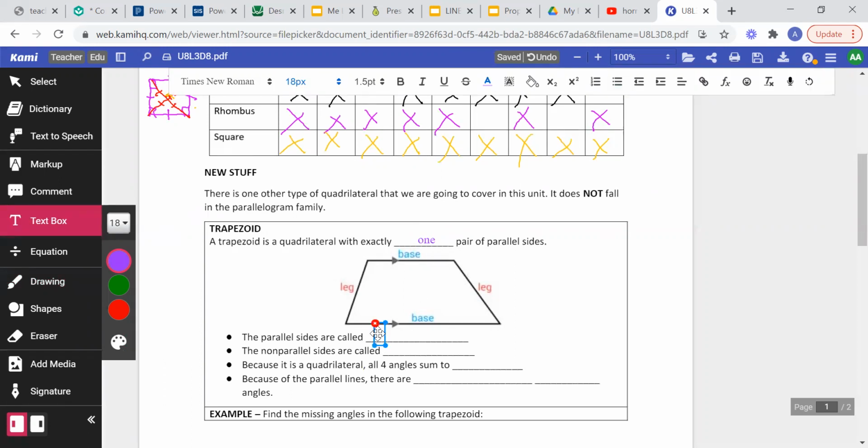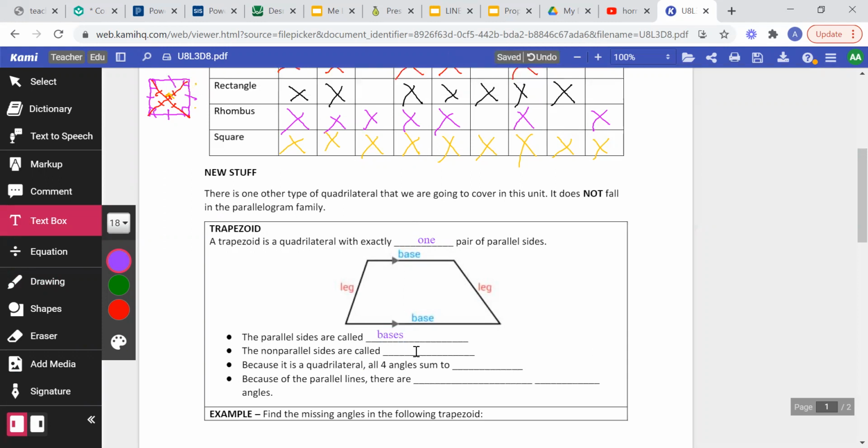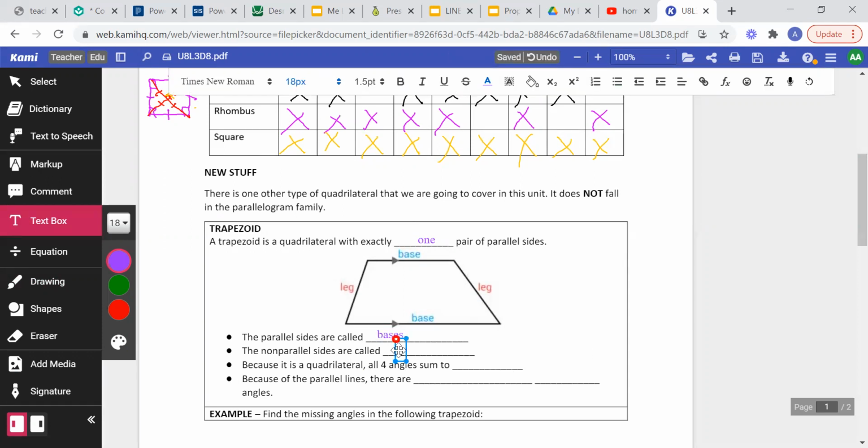As you can see here, the upper level and lower level are parallel, as shown by the arrows going from the left to the right hand side. And each of these parallel sides are called bases. And the non-parallel sides are what we call legs. So the left and right hand side are called legs because they are not parallel.